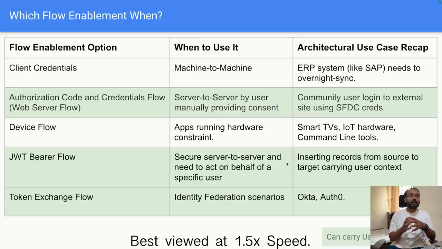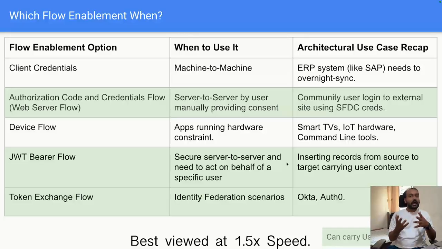But the critical point to notice in web server flow is that this flow enablement gets the most security scrutiny, which we will talk about in a minute. Because as a user you will be using a browser, and we don't know which system the user is actually using, so we have to enable multiple security measures, which we will talk about in a minute. Based on that security only should you give the access token and the other details to the systems that are trying to authenticate.